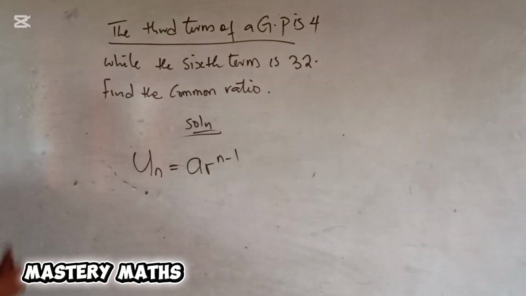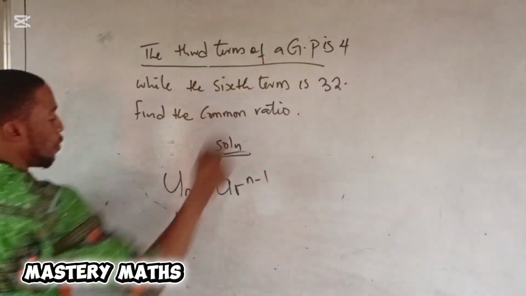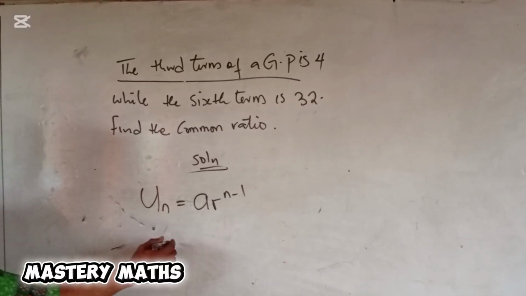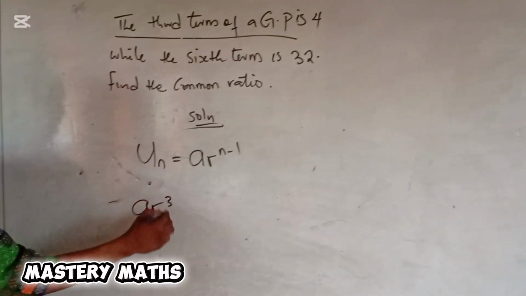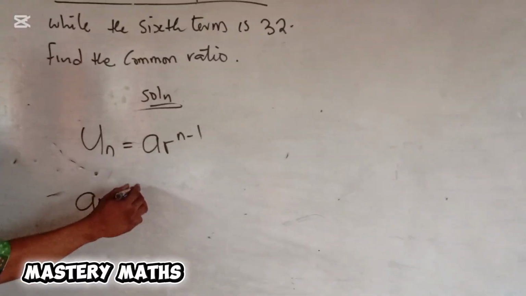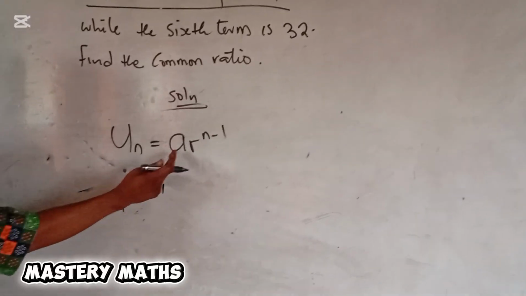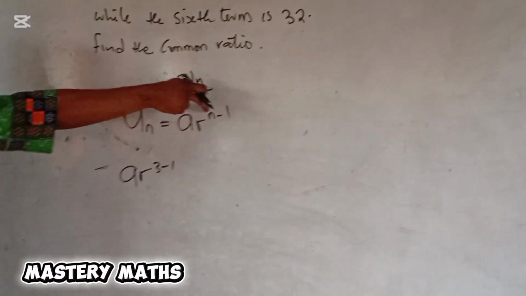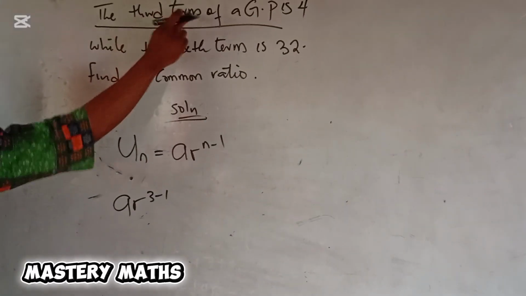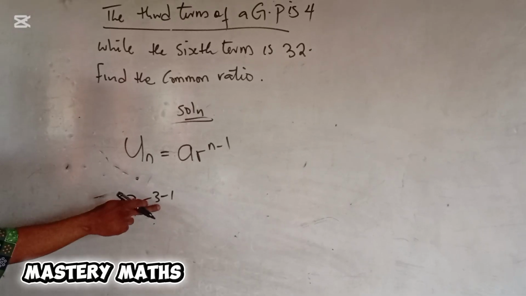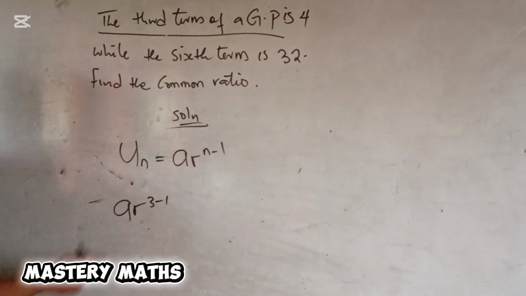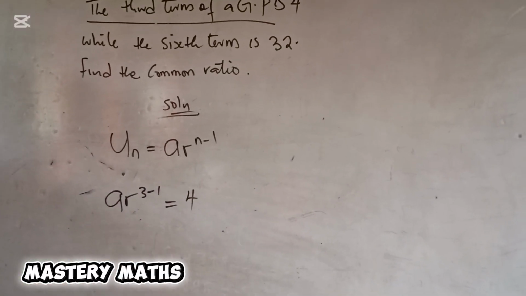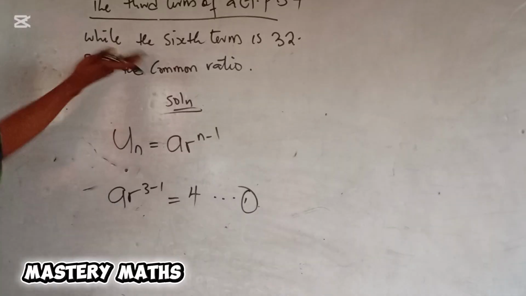And how do we look for it? The third term of a GP is 4. Now using the formula, AR raised to the power of n minus 1, the third term means n is 3, so we have AR raised to the power of 3 minus 1, which is equal to 4. You see it now? I will call this equation 1, because you have your second one there.